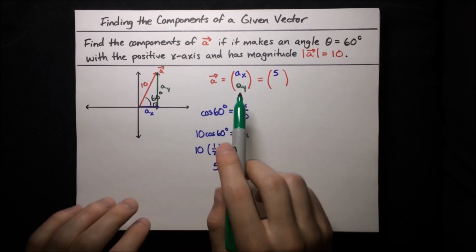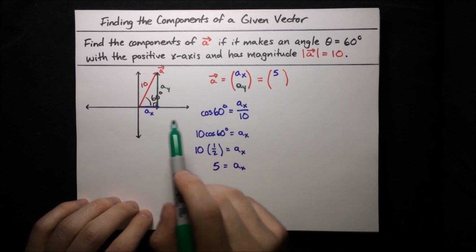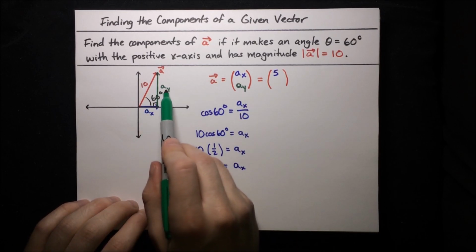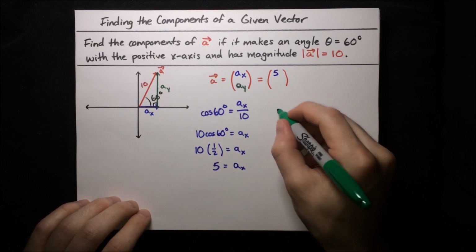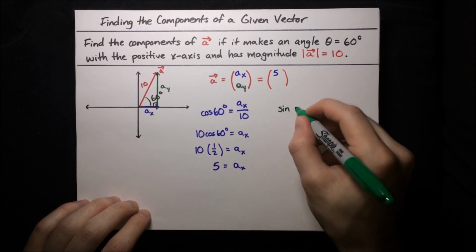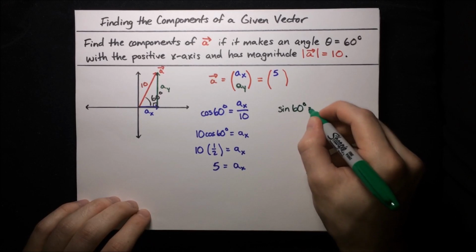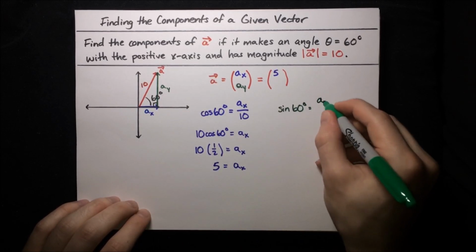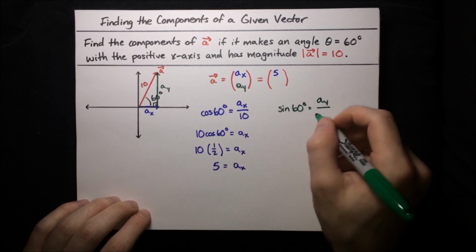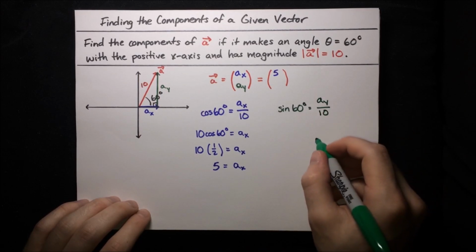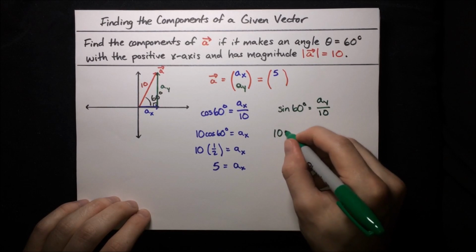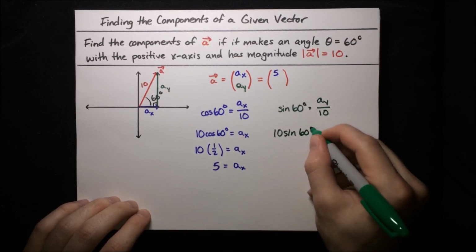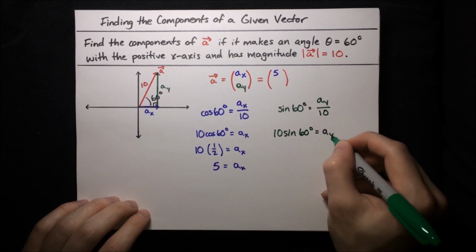So AY, you can probably guess we're going to do that in a similar way. So looking at this angle, AY is the opposite side, so we want opposite and hypotenuse. What gives us that? Well, that's just sine of 60 degrees, which will give us opposite AY over the hypotenuse, which we know is 10. And then we just go ahead and solve. So multiplying both sides by 10 again, we've got 10 sine of 60 degrees equals AY.